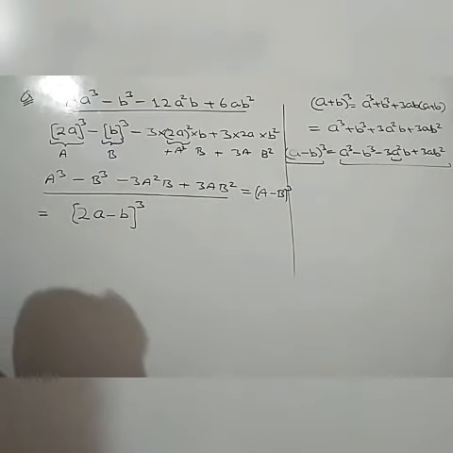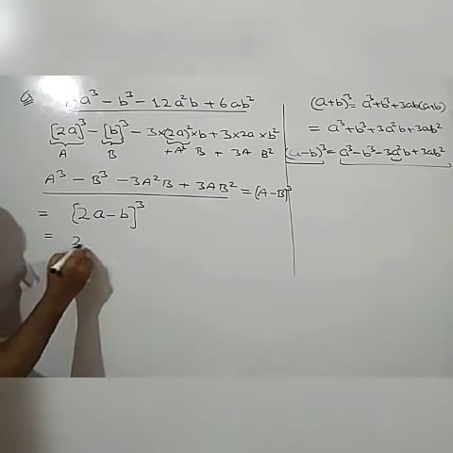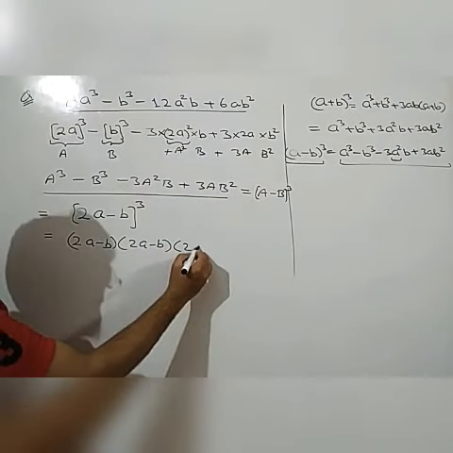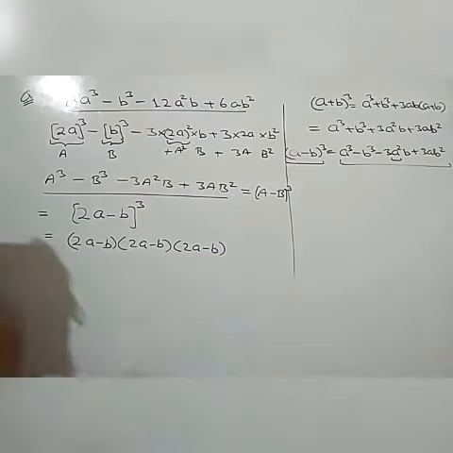As we have to factorize it, what will be the factors? The factors will be 2a minus b into 2a minus b into 2a minus b. These will be the three factors of this particular term.